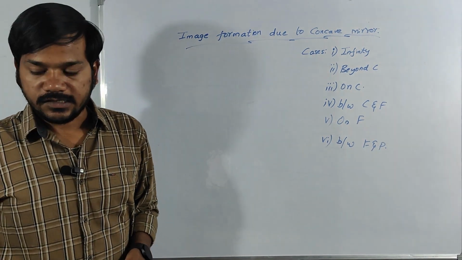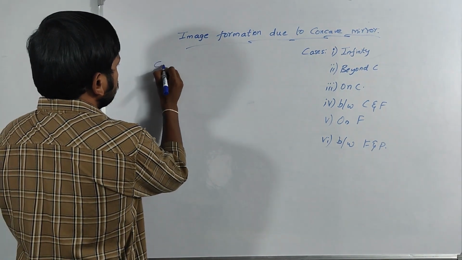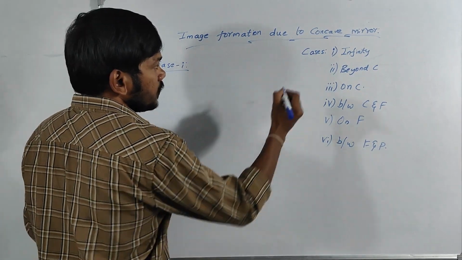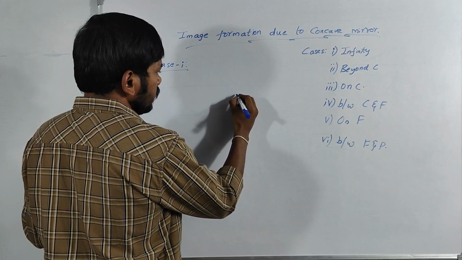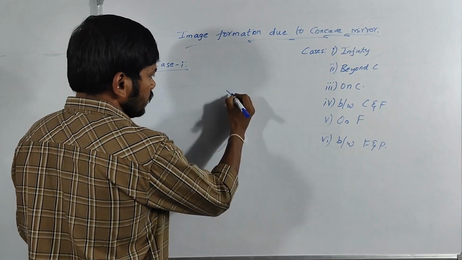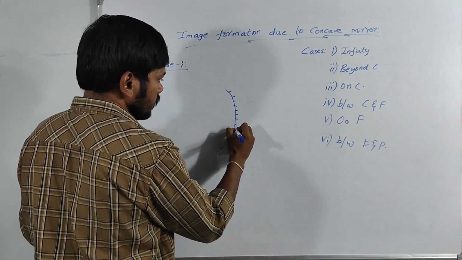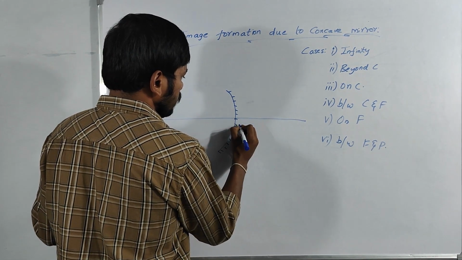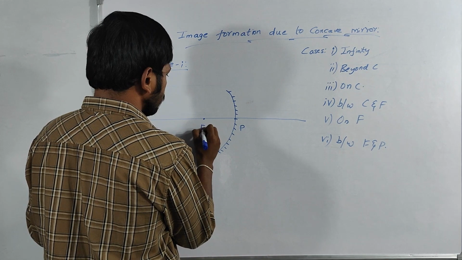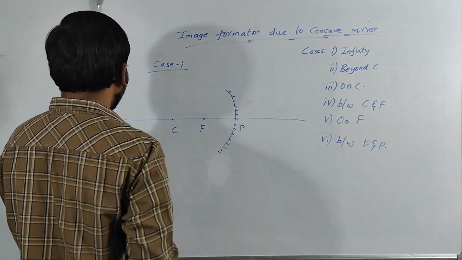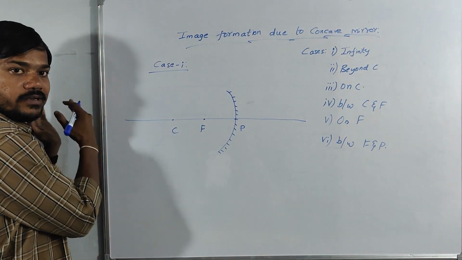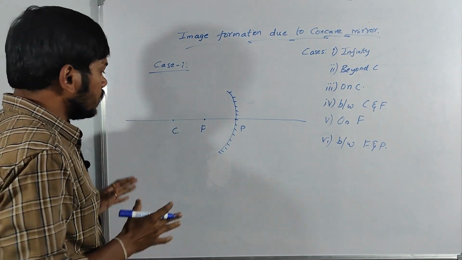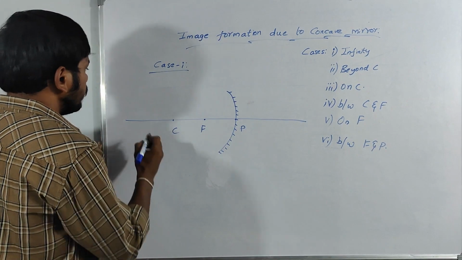Okay, the first case. Case 1. In case 1, what did we discuss? The object is kept at infinity. Let us take a concave mirror. Pole, focus, center of curvature. Object is somewhere in the infinity, so it will not be visible in the frame in which we are looking.